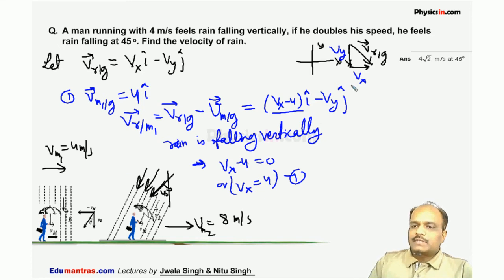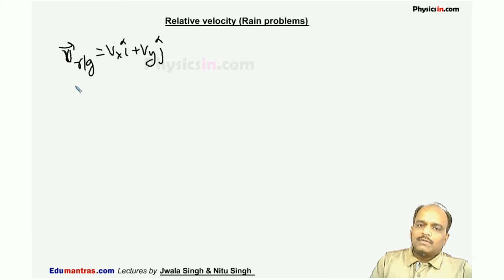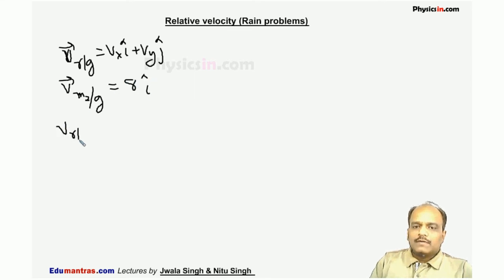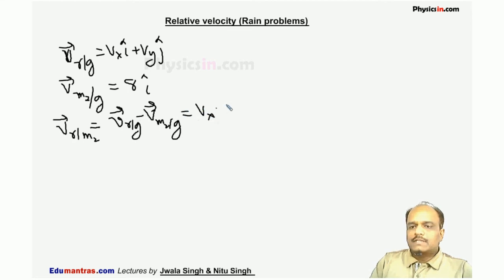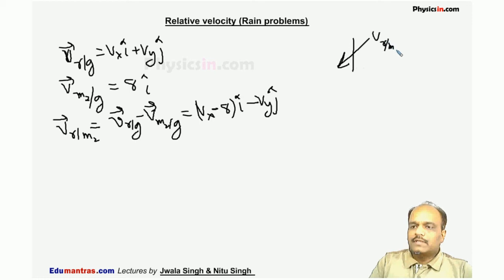Now if he doubles his speed, in the second case the man starts running with a speed of 8 meter per second along i cap, and he finds the velocity of the rain with respect to this man. Again I will write it: velocity of rain with respect to ground minus velocity of man with respect to ground. So this comes out to be (Vx minus 8) i cap minus Vy j cap. This is the velocity of rain as seen by this man in the second case.